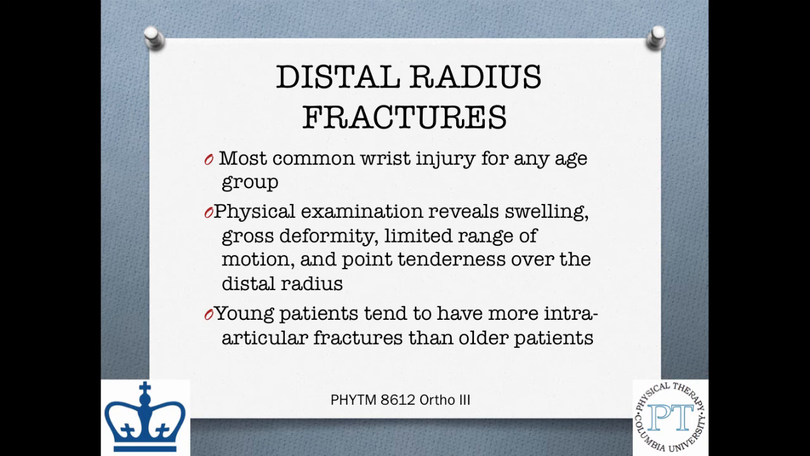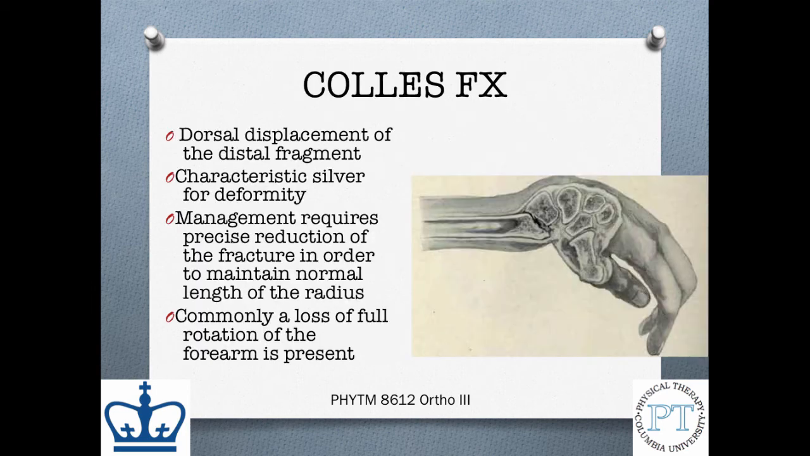So now we're going to move on to distal radial fractures, which are the most common wrist injury for any age group. A patient coming in following a distal radial fracture presents with a swollen wrist that has a gross deformity. They have limited motion. It's very tender over the distal radius. Young patients tend to have more intra-articular fractures than old patients in this region.